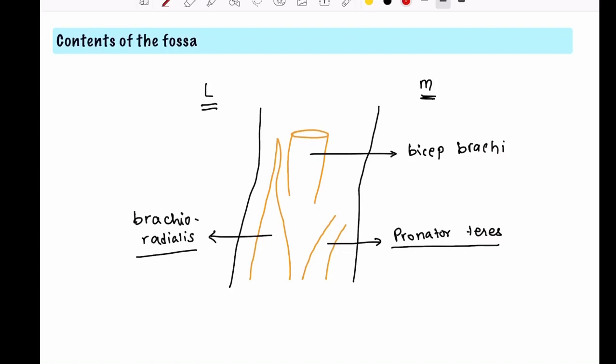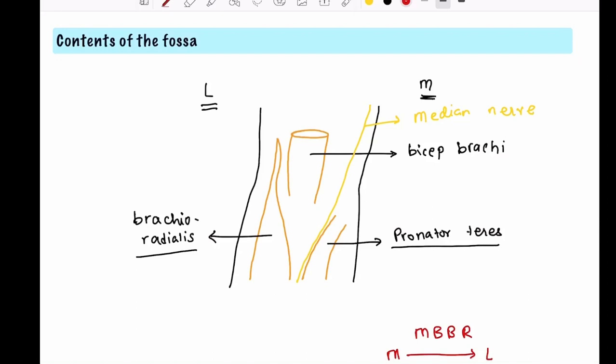Now finally, coming to the contents of the fossa, you can remember the contents by the mnemonic MBBR. From medial side to the lateral side, the mnemonic is MBBR. The first content starting from M is the median nerve. This is the median nerve. This nerve passes between the two heads of the pronator teres muscle.